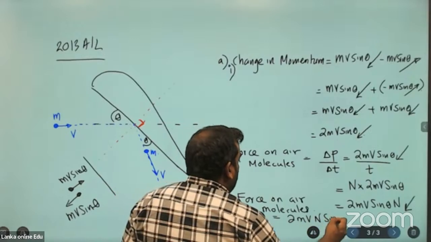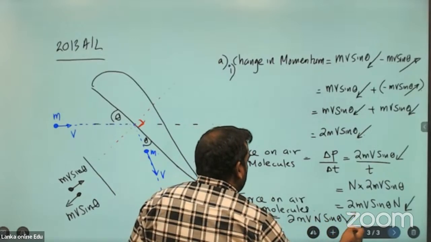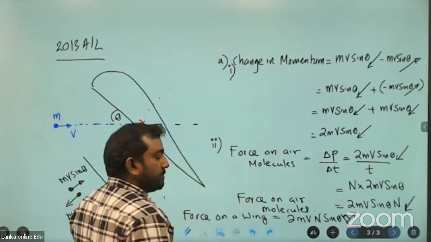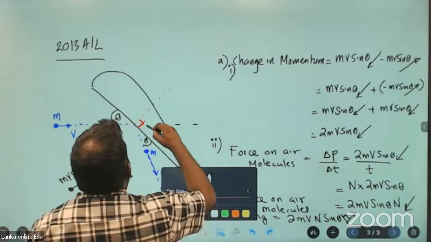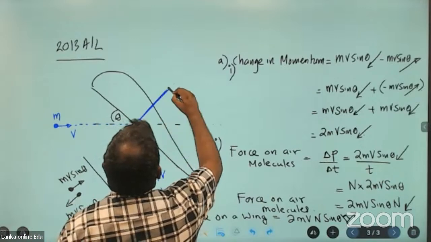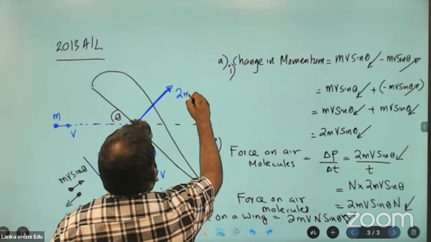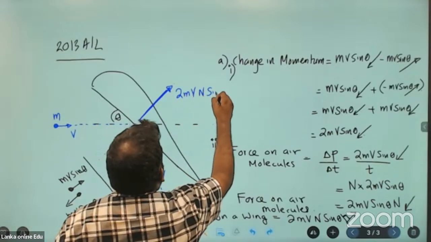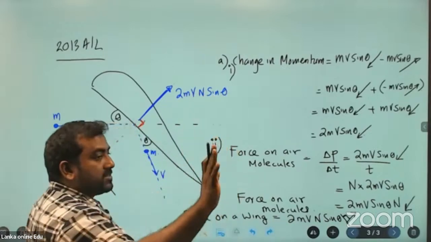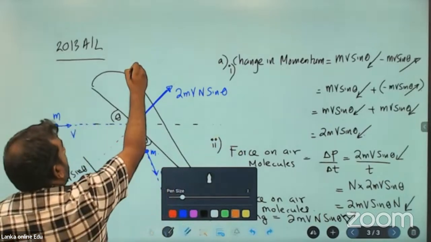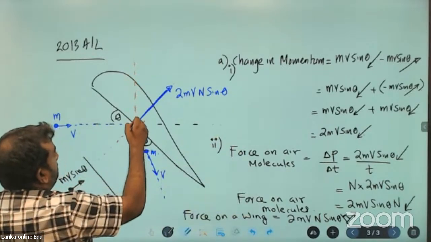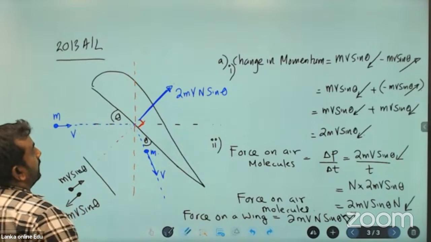2mvn sin theta will be in the opposite direction, perpendicular to the surface. If I mark it here, force in that direction is 2mvn sin theta. That is not what they are asking you. They are asking you to find the vertical lift. Don't be in a hurry. Vertical lift.